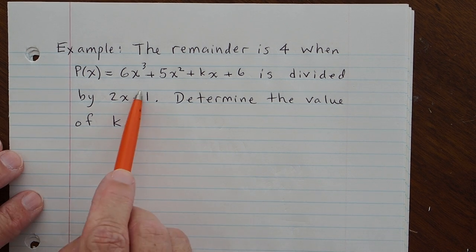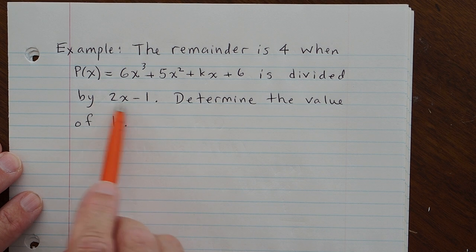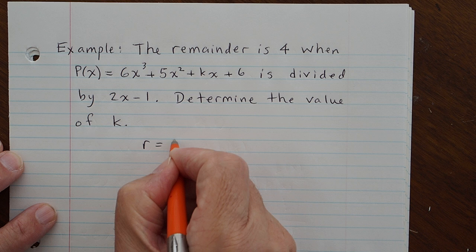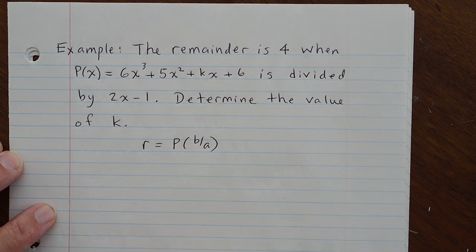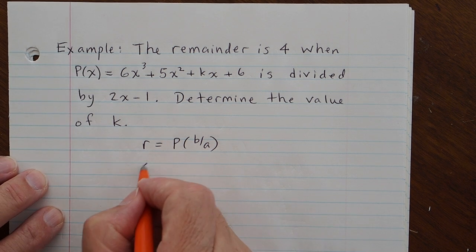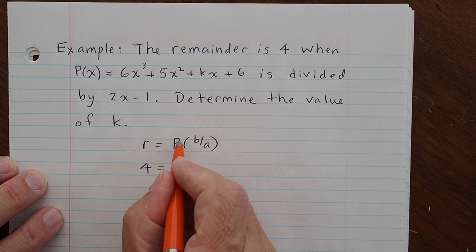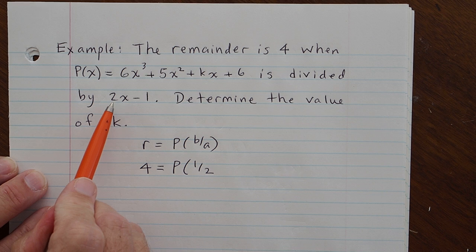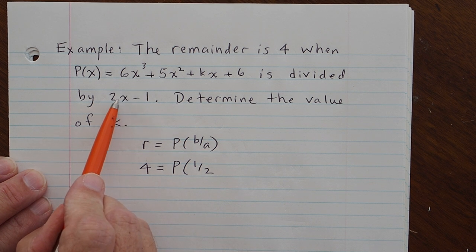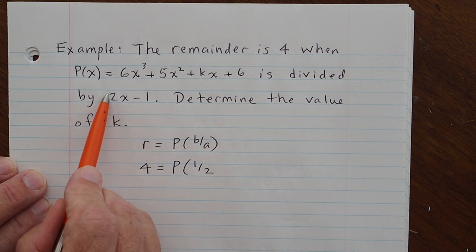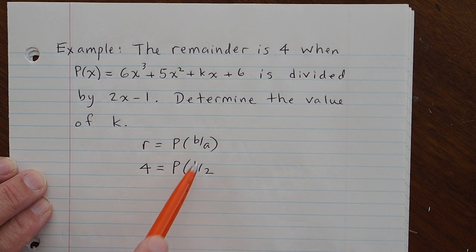Well, this is the more complicated binomial you can divide by, ax minus b, remember. So the remainder is p at b over a. And then just fill in the information from our question. So the remainder is said to be 4, and p at b over a is p at 1 over 2. Remember, it's ax minus b. So the b value is 1, and the a value is 2. So the b over a becomes 1 over 2.